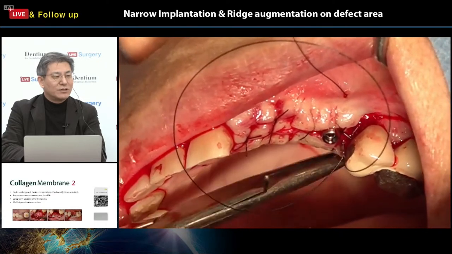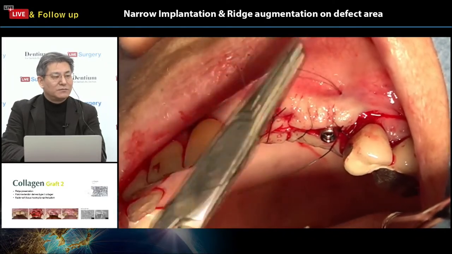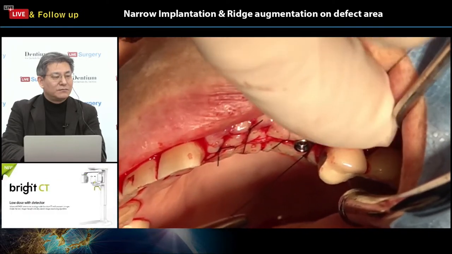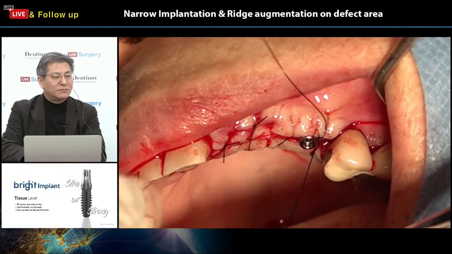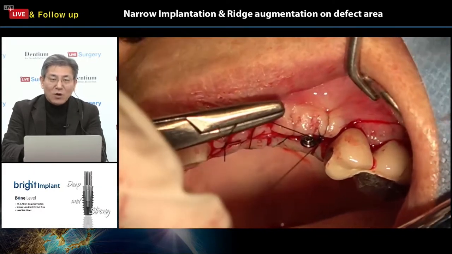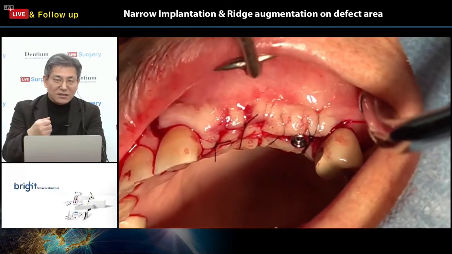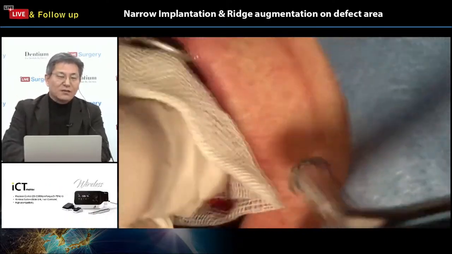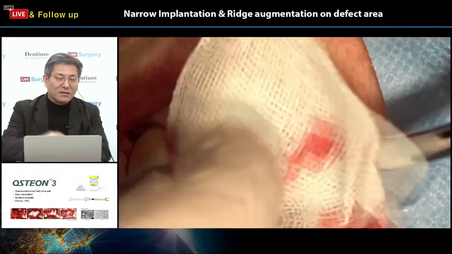Try one more suture to make a proper position. So basically, suture technique is based on the vector of the force, right? So the stitch and the position of the stitch and the needle point are very important to make the force vector.